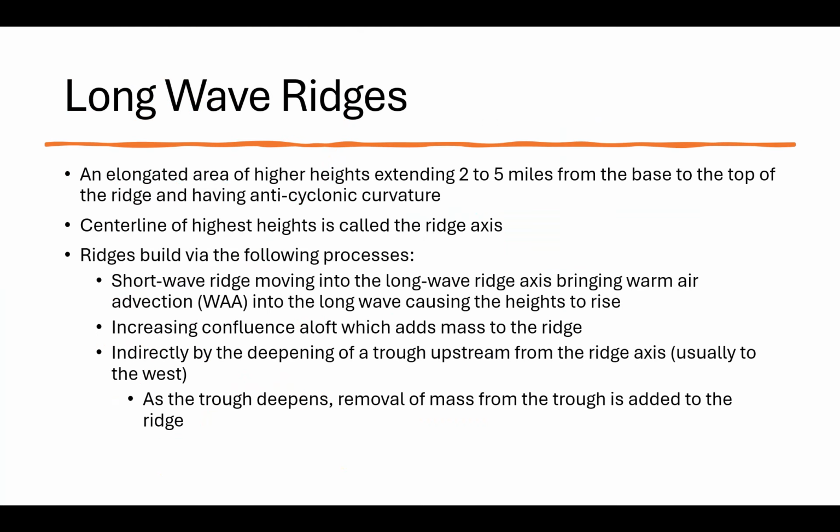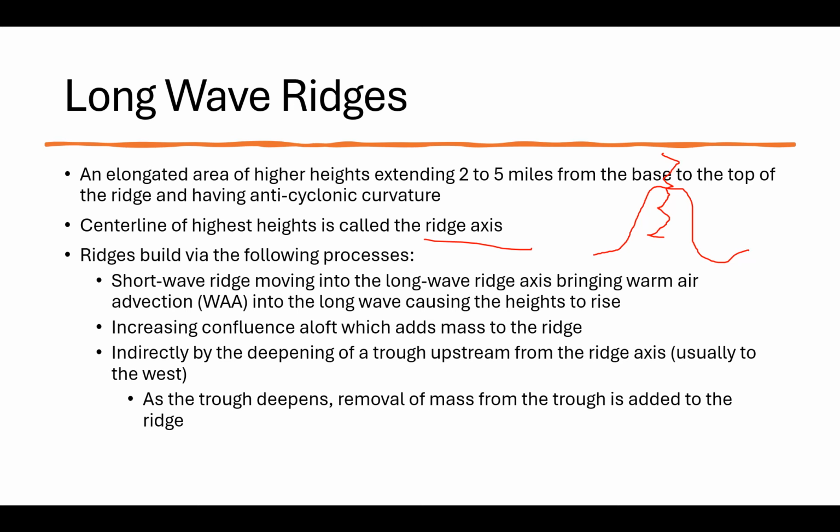Now let's talk about long wave ridges. They're an elongated area of higher heights, extending 2 to 5 miles from the base to the top of the ridge and having anticyclonic curvature. You remember from previous videos, a ridge is an upside down shaped U. The center line of the highest heights, where you reach the highest point, is known as the ridge axis. That'd be right here.